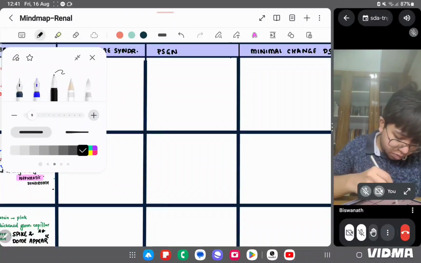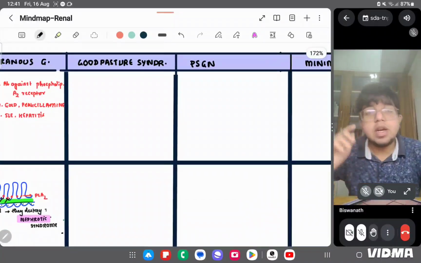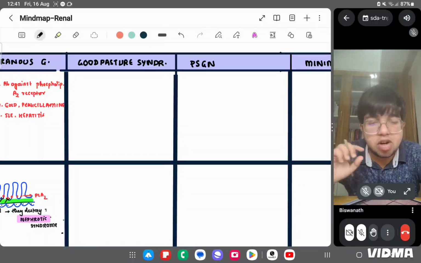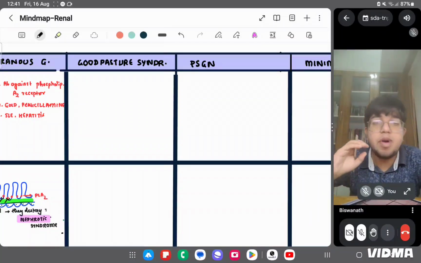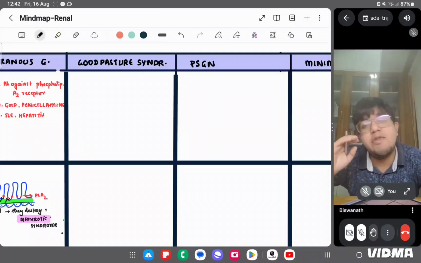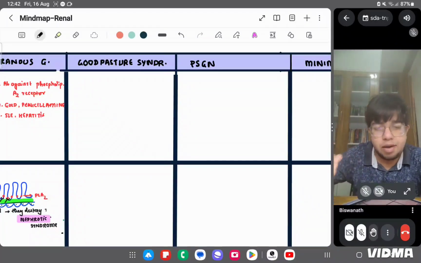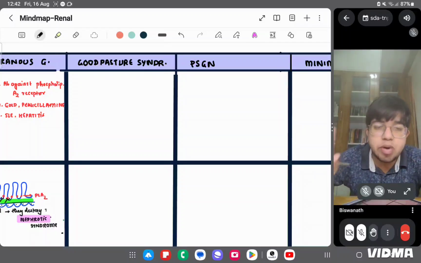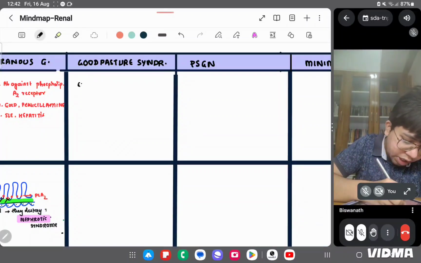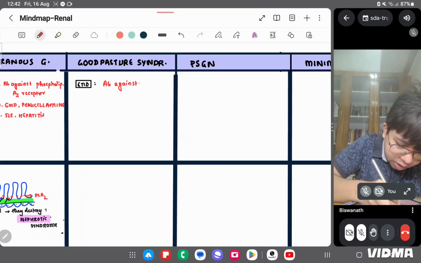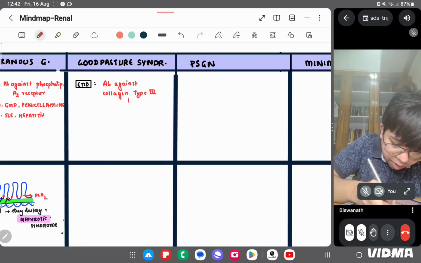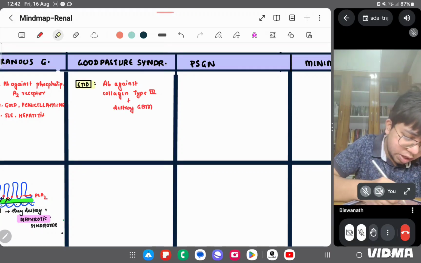Okay, let's start with Goodpasture syndrome. Here, in Goodpasture syndrome, the etiology is that an antibody against collagen type 4 is formed, which will destroy the glomerular basement membrane. Okay, so there is only one etiology: antibody against collagen type 4 will destroy the glomerular basement membrane. Okay, understood the etiology.